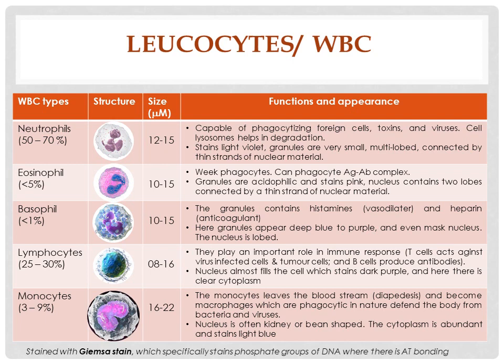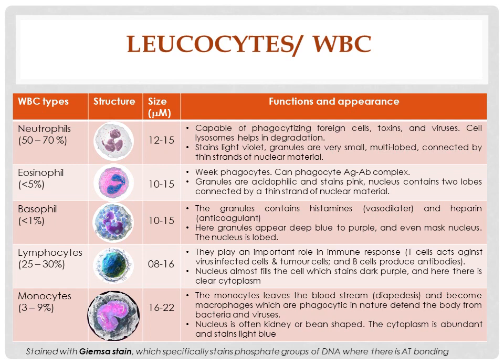And here the granules appear deep blue to purple in color and even mask the nucleus. And here also the nucleus is lobed. Then is the lymphocyte. Lymphocytes, we told, play an important role in immune response. And here the B cells are involved in antibody production, and T cells are mainly formed, and these cells can act against virus-infected cells and tumor cells. And here the nucleus almost fills the cell, which stains dark purple. Hence the cytoplasm is very clear.